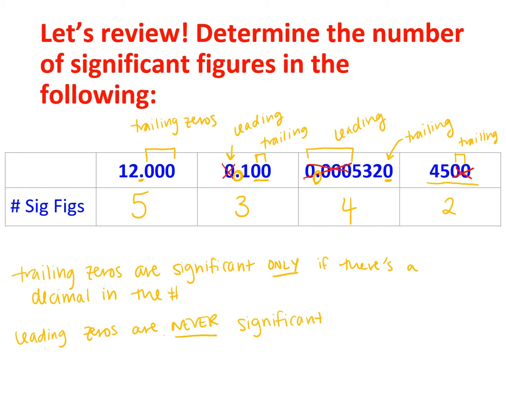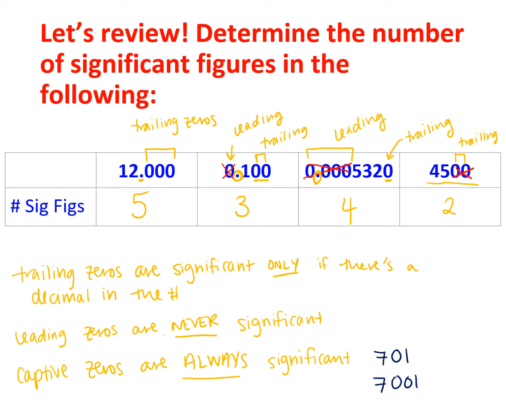The third type of zero that's not mentioned here is what we call a captive zero. And captive zeros are always significant. An example of a captive zero is going to be 701 or 7001. In these situations, the captive zeros are always significant, and so we would have 3 sig figs and 4 sig figs respectively in those 2 numbers.